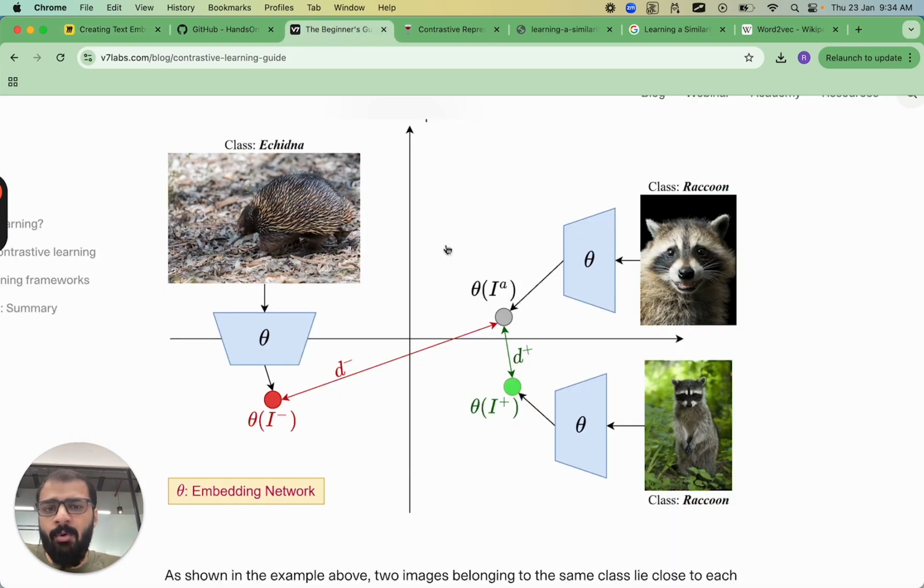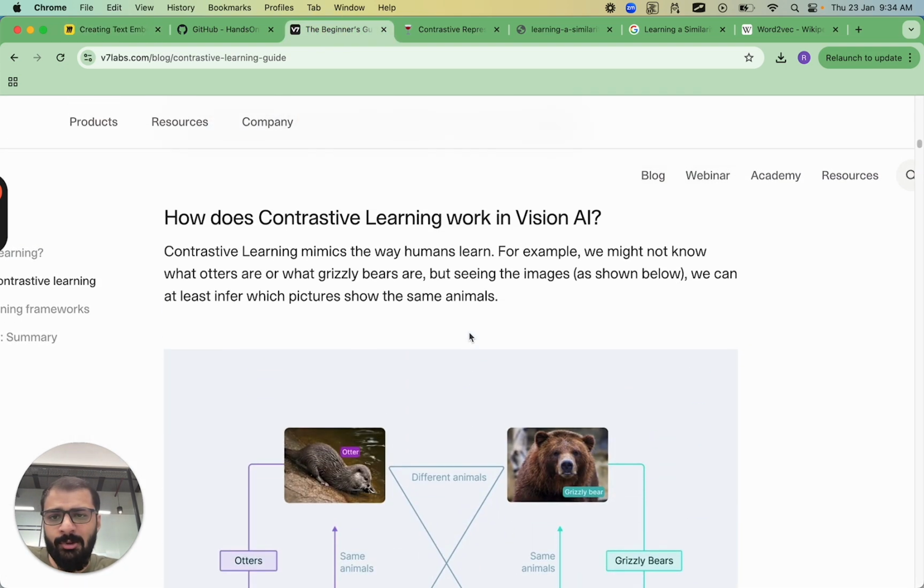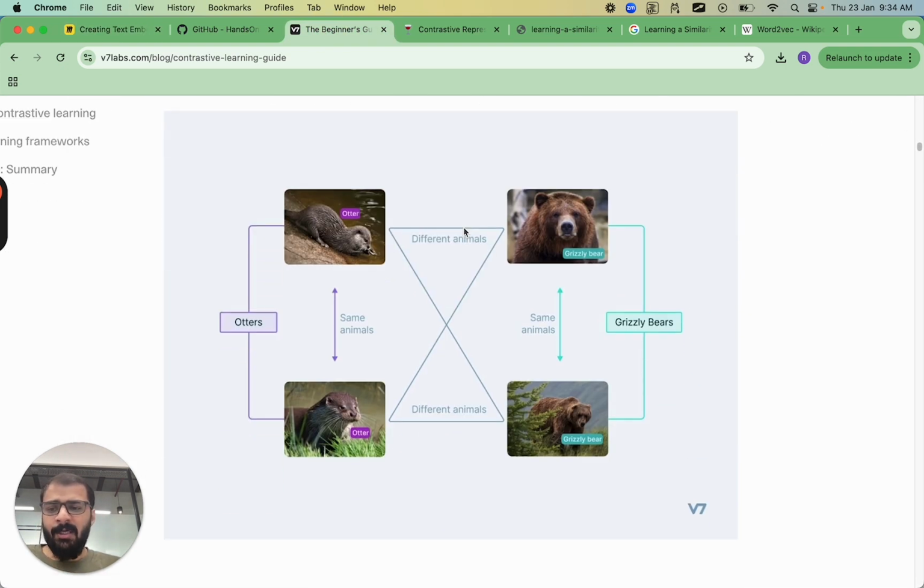And I have found a very nice article which I'll also share with you, which explains contrastive learning a bit more visually.